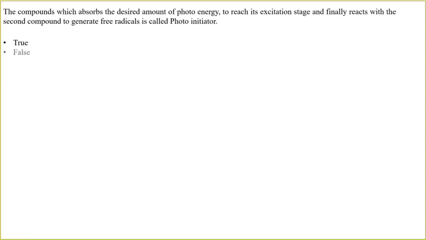The next question is: the compounds which absorb the desired amount of photo energy to reach its excitation stage and finally react with the second compound to generate free radicals is called photoinitiation. So this is not correct because the correct term for this is: the compound which absorbs the desired amount of energy and gets excited to generate free radicals is called a photosensitizer.